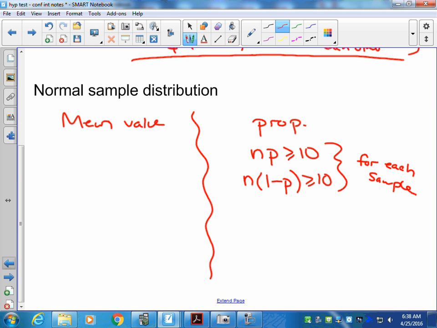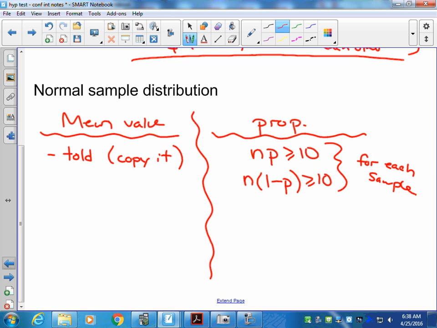Okay, so we're doing those calculations for each in a proportional problem, and then once you've done that, you can say, based on this, we know that we have a normal sampling distribution. Now, in a mean value problem, it can be one of 3 things. Best case scenario, you can be told, and if you are told, you got to copy it. Anytime you're given information in the problem, you got to copy it into your answer. So you can be told that it is a normally distributed data.